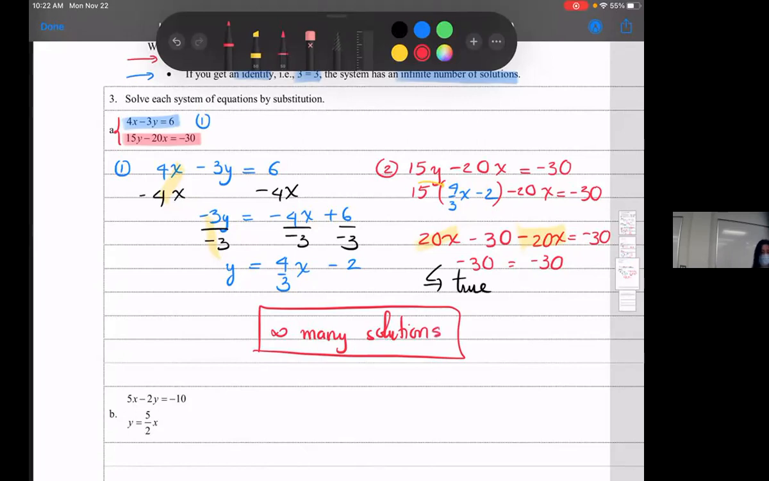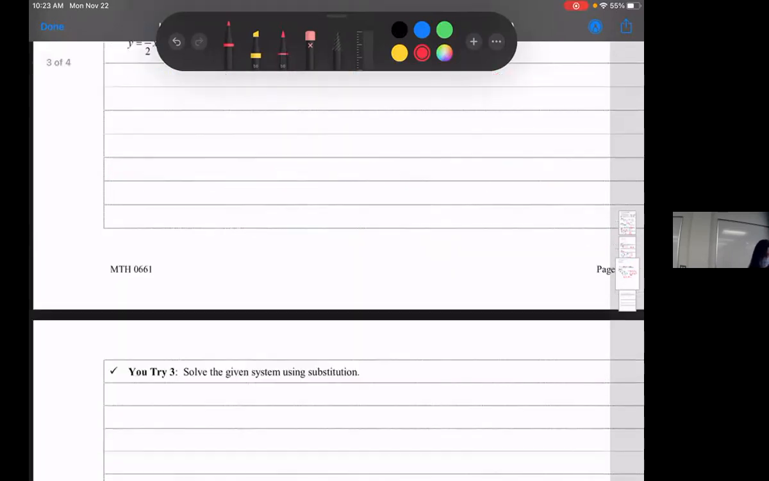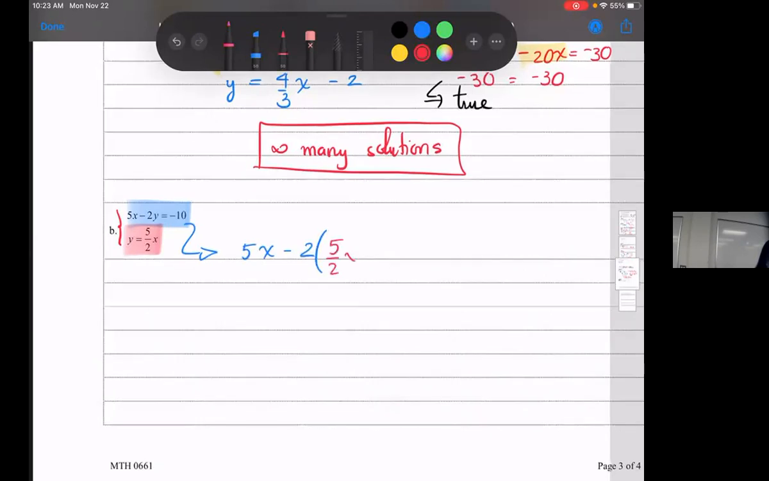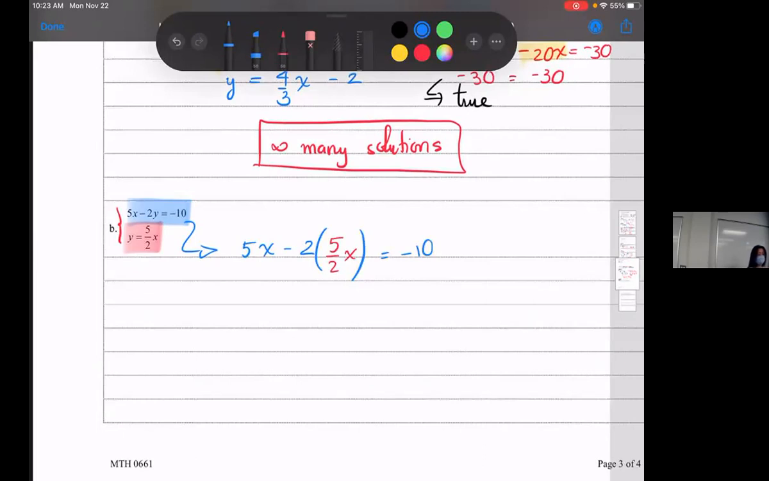Plural solutions. Second one. It would be the second one. Y is already solved for, so I'm just going to go ahead and substitute the second into the first. So the first one looks like this: 5x minus 2. Instead of y, it's going to be what? It's times 2y, so it's going to be 5 half x equal negative 10. You guys solve for it and tell me what you got.